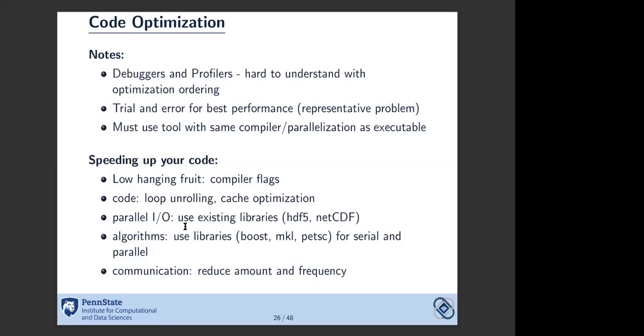IO can certainly impact speed, so be aware of that. Use external libraries when you can, especially vendor-optimized libraries like MKL. Whenever you're doing parallel computation, limiting communication and limiting that parallel overhead can serve to speed up your code.